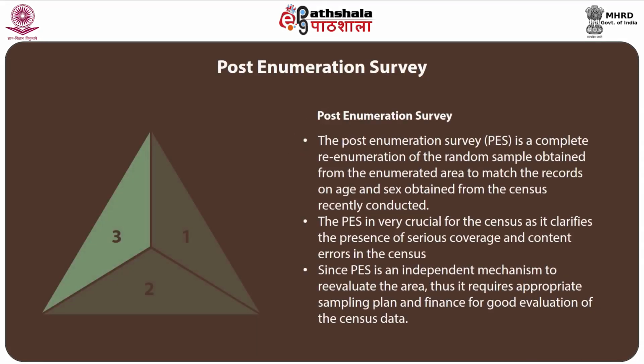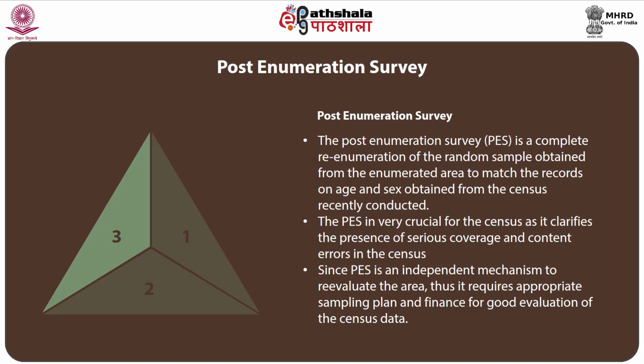As we have already pointed out, the other method to evaluate the age and sex data quality is the post-enumeration survey. The post-enumeration survey, PES, is a complete re-enumeration of a random sample obtained from the enumerated areas to match the records on age and sex obtained from the census recently conducted. The selected units from some specified administrative area undergo a complete re-evaluation of the information on age and sex characteristics.